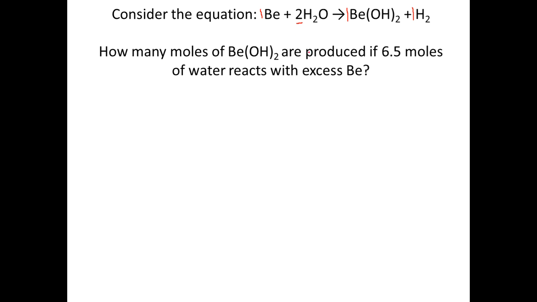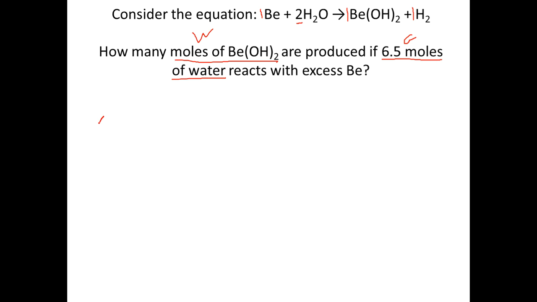How many moles of beryllium hydroxide are produced if 6.5 moles of water reacts with excess beryllium? So when I'm looking at a question like this, I'm reading the question and I'm seeing what's given to me. What's given to me is 6.5 moles of water. And what I want to find is the number of moles of beryllium hydroxide. So this is what I want, and this is what is given to me. You always need to start with your given. And as you can see, the units, we're going from moles to moles. So we're just going to be going from moles of A to moles of B, which is an easy one. That's all it is, one step using our coefficients up here.